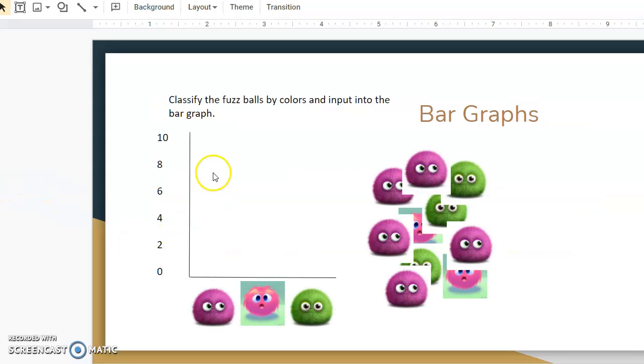Here you see a bar graph. Our question is: classify the fuzzballs by colors and input into the bar graph. On this side of our bar graph, it is labeled 0 through 10. We've labeled it by 2s. In second grade, all second graders should be able to count by 2s.